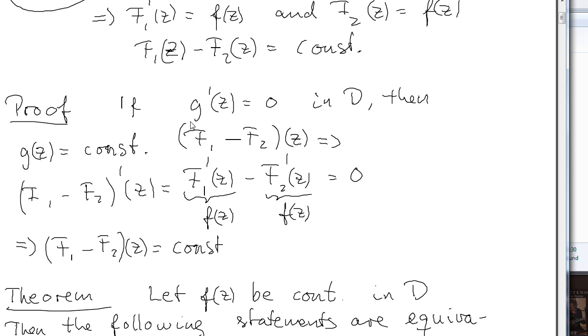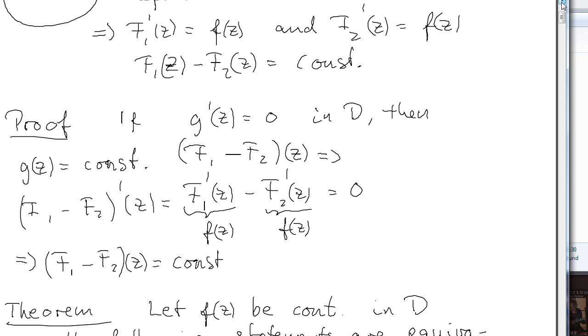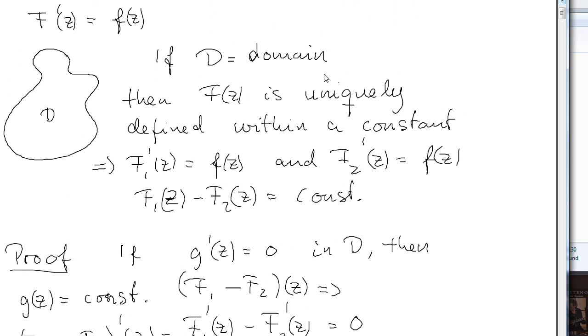Note that if we have some function g of z whose derivative is 0 in the domain D, then this function g of z must be a constant. And the reason for this is exactly as in the real case. What we are using here is, in fact, that the domain D is connected.